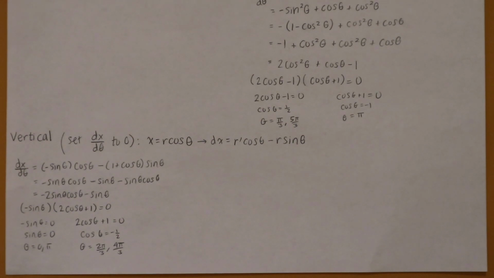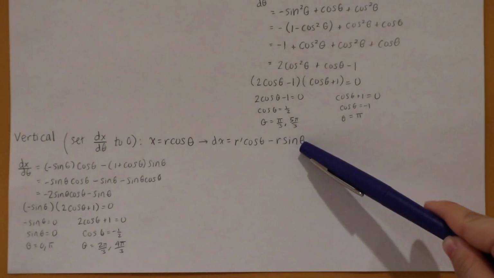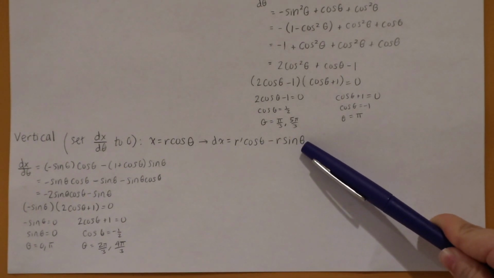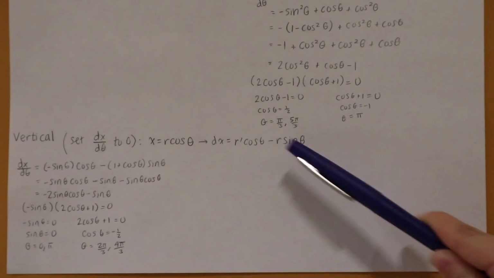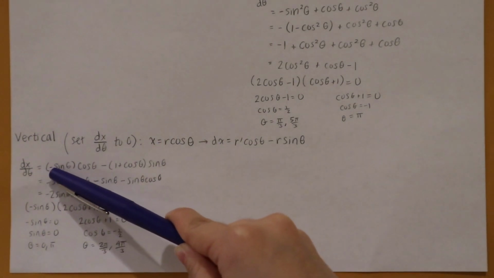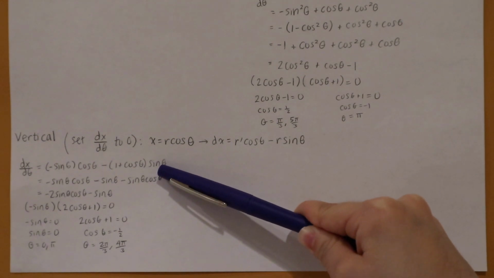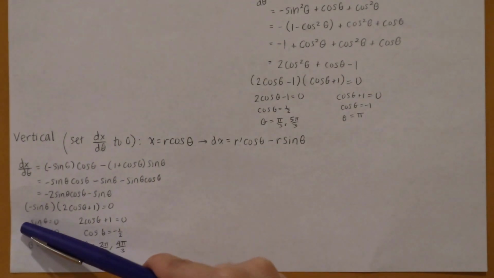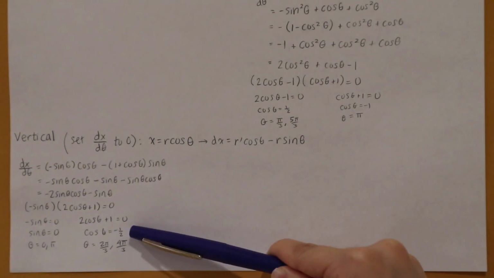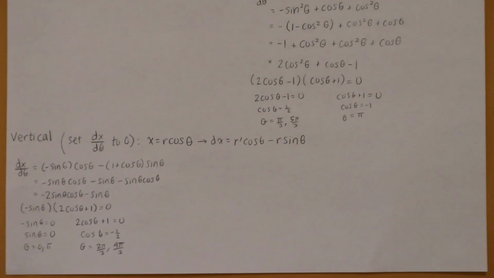Now we need to find the points where the tangent line is vertical, or dx d theta is 0. Again, we go through the same process, find that dx is r prime cosine theta minus r sine theta, and plug in r and r prime into that equation to get dx d theta is equal to negative sine theta times cosine theta minus 1 plus cosine theta times sine theta. Again, you simplify to get sine theta equals 0 and cosine theta equals negative half, and the theta values are 0, pi, 2 pi thirds, and 4 pi thirds.